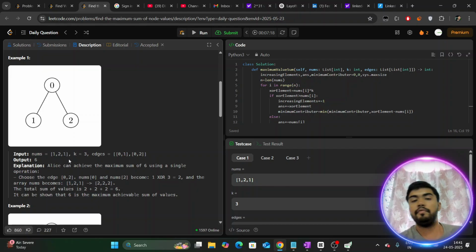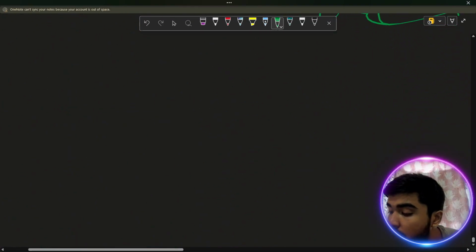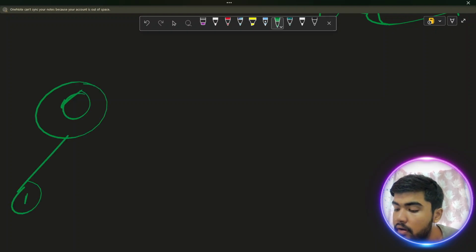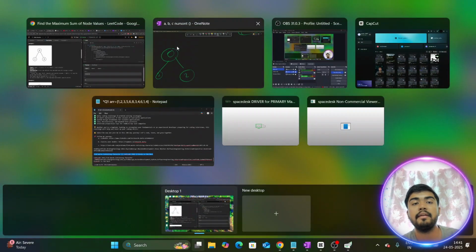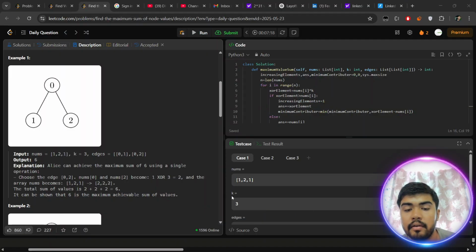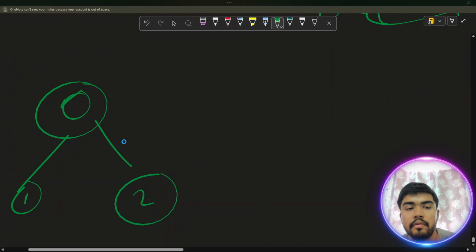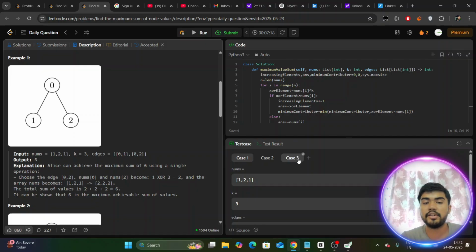So let's go to our favorite OneNote to do the explanation for this. They have given a graph or tree, and they have put the values they have given to us, 1, 2, 1. Oh, I think OneNote has crashed.